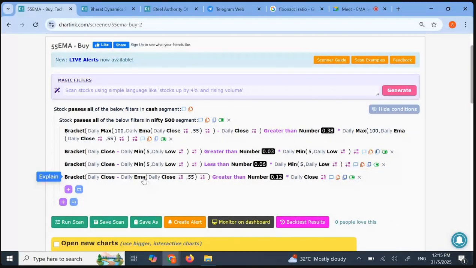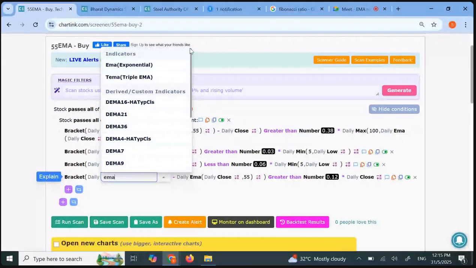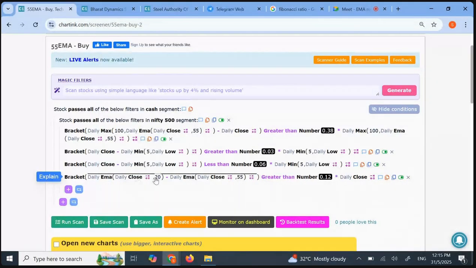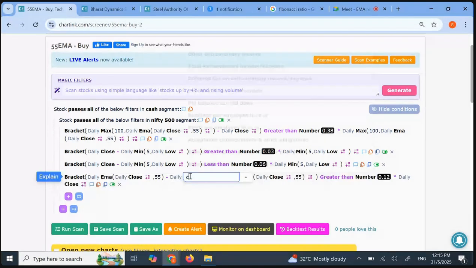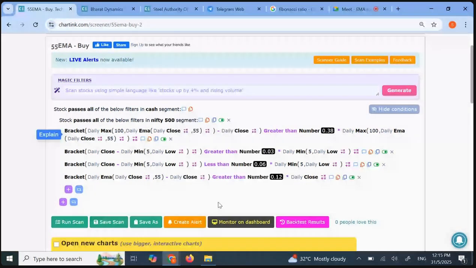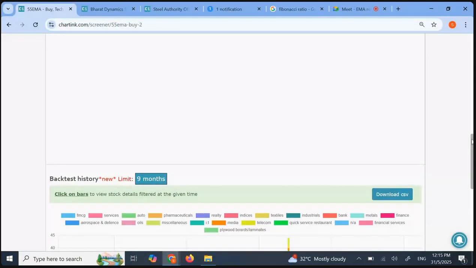Current close minus EMA of 55 days. So it can be like the EMA coming on the top actually. So I'll just reverse it here. So EMA is at the top now. So the EMA of 55 minus current close should be at least 12% of current close. Okay. So this is the scan for buy. I'm saving it. Let us go and check the stocks that were filtered earlier.